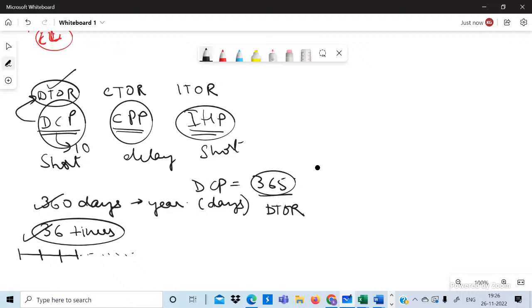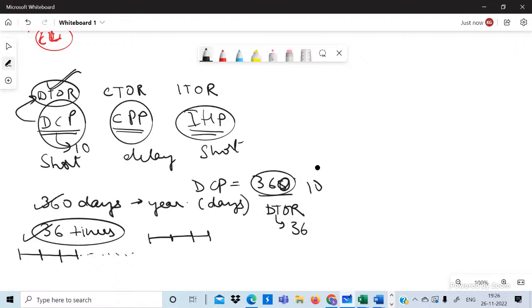If the question says take it as 360, then take it as 360 and divide it by the debtors turnover ratio. So in our case, the number of days is 360. Debtors turnover ratio is 36, which means my debtors collection period is 10 days. So if I sell the goods today, I get the money in 10 days. Then again, if I sell the goods, I get the money in 10 days. And this keeps happening 36 times in a year. So that's your debtors turnover ratio.